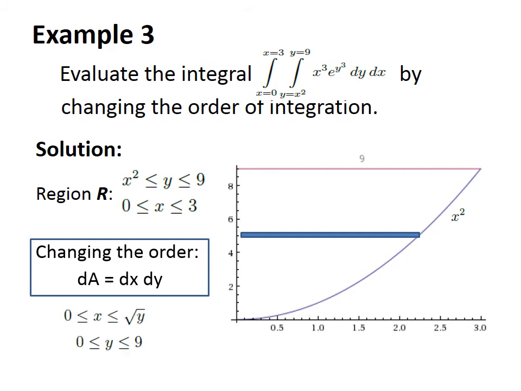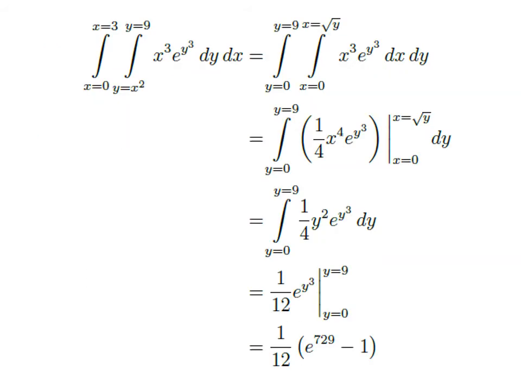Right? And move the strip to the bottommost part of the region where the value of y, the second variable, is 0, and move the strip to the topmost part of the region where the value of y is 9. So we got the bounds for x and y. Now the given integral, the bound is y varying from x square to 9, x varying from 0 to 3.